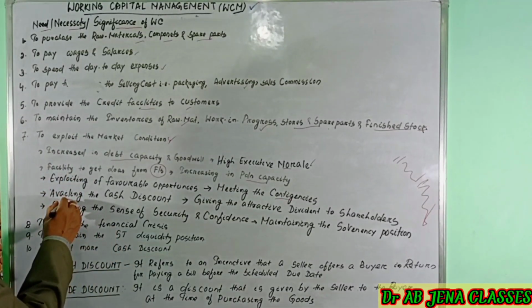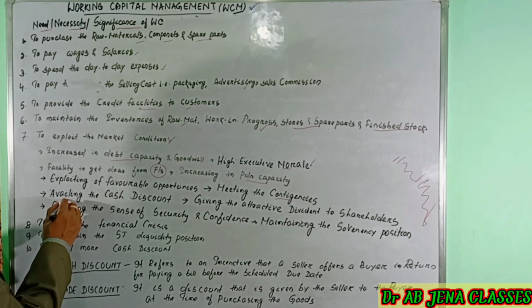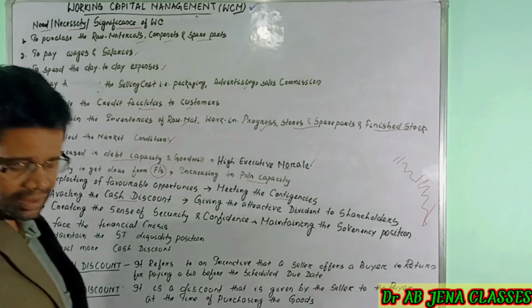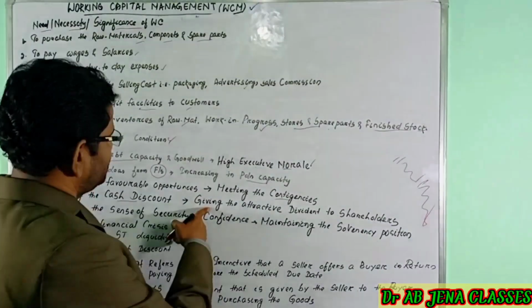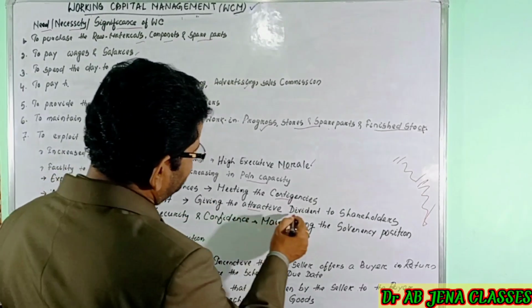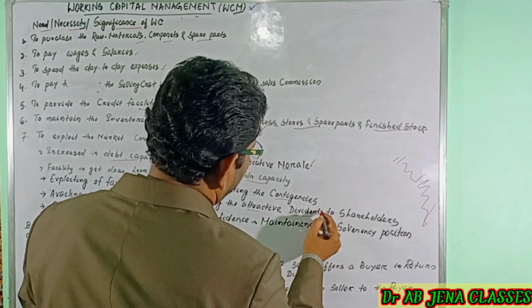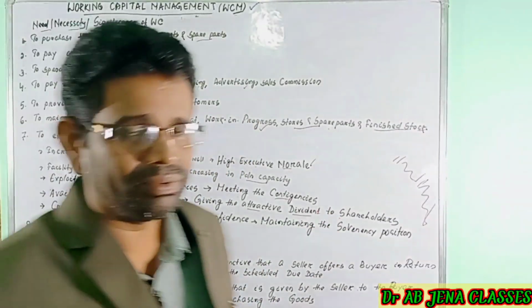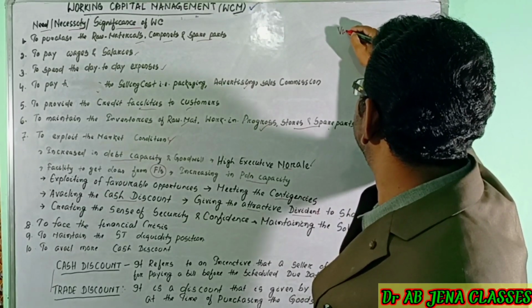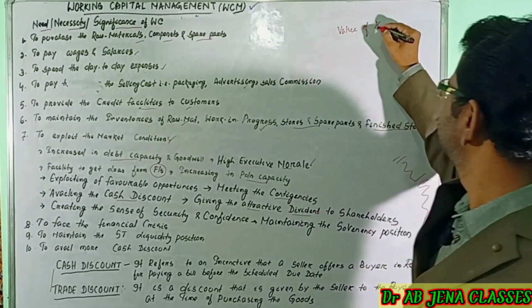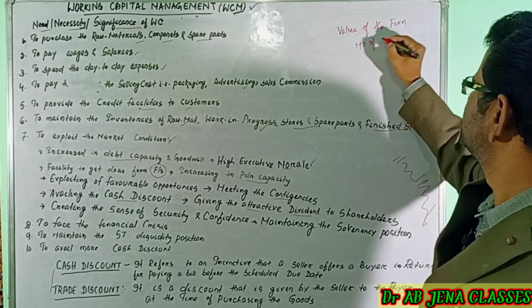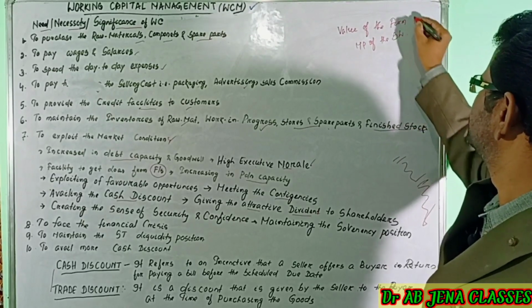Yes. So again, the working capital also will be helpful to uphold the cash discount. Cash discount, what is the meaning of cash discount and the trade discount? At last we will discuss. And also the right amount of the working capital will be helpful to give the attractive dividend. Dividend to whom? To the shareholders. If the dividend will be paid more to the shareholders, definitely the value of the firm as well as the market price of the share will be more.